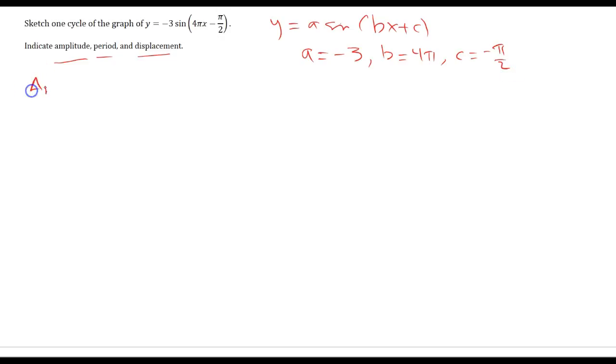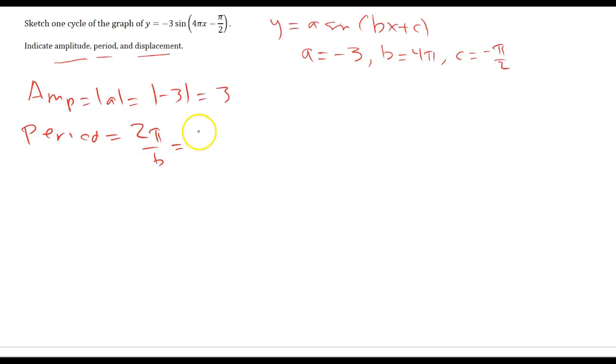We know that the amplitude is the absolute value of a, which is the absolute value of negative 3, which equals 3. Period is given by 2 pi over b, and from above b is 4 pi, so we substitute in for b. We get this. Pi's cancel, 2 over 4 is simply 1/2.